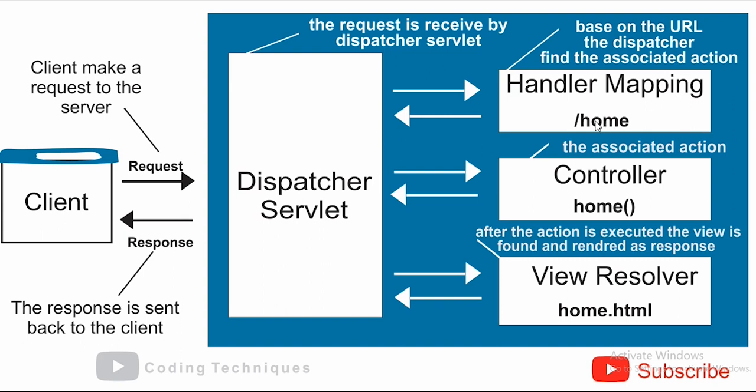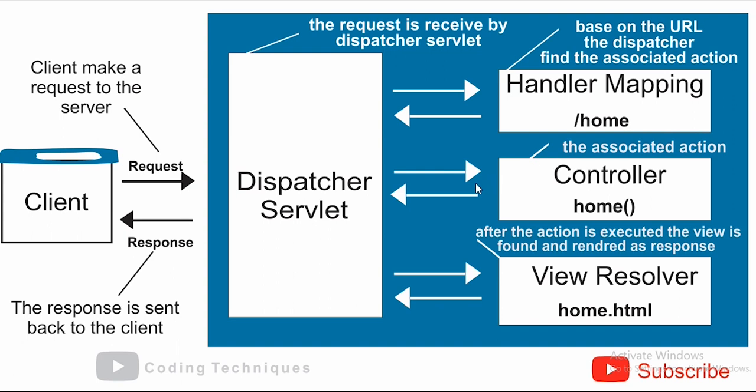So we have the home URL, and then here is home, which represents a method, and then the view resolver, where we have home.html. After the action is executed, the view is found and rendered as the response. The arrows that we have here represent the request and response from the client. So the request from the client and the response from the dispatcher servlet.